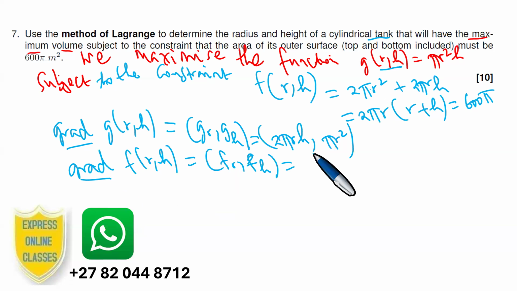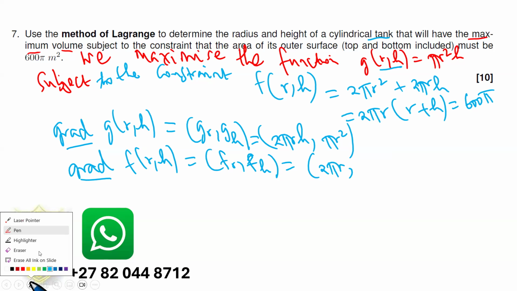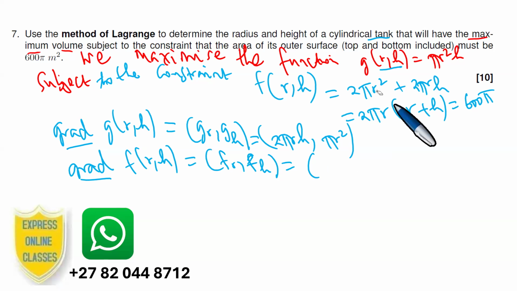And now we're going to find the partial derivative of F with respect to r. So with respect to r of this one is going to be 2 pi r, plus, it's going to be 4 pi r, because the derivative of r squared is 2r times 2 pi, which is 4 pi r. The partial derivative of 2 pi r h with respect to r is going to be 2 pi h. The partial derivative of this one with respect to h, this is 0 and this is 2 pi r.